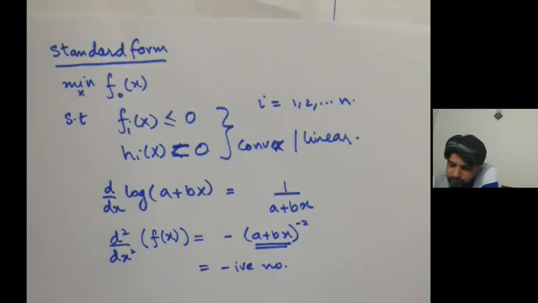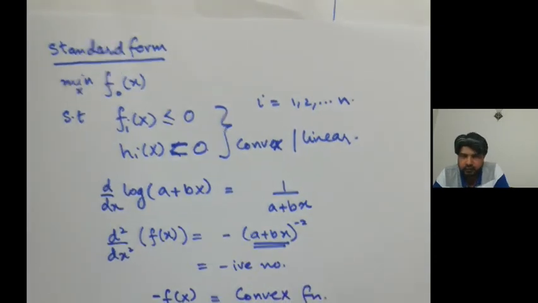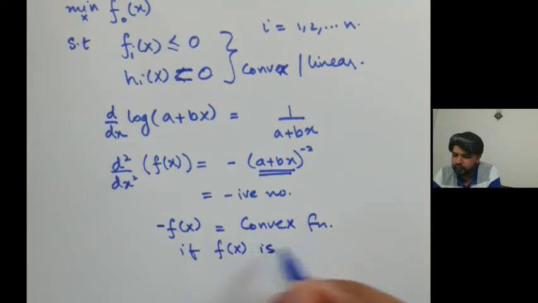So this is the second derivative rule that allows you to find out whether or not your function is a convex function or a concave function. So because this is a concave function, you can very easily convert that into a convex function by writing minus f of x. So minus f of x would be a convex function if f of x is a concave function.